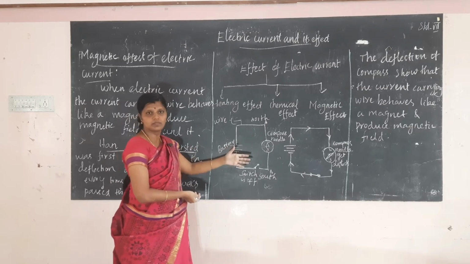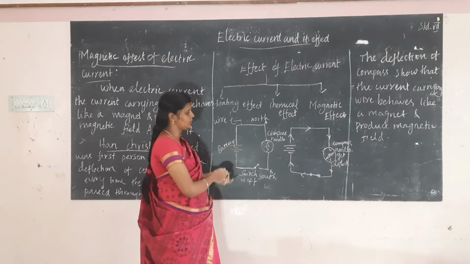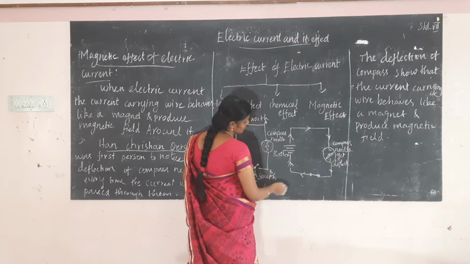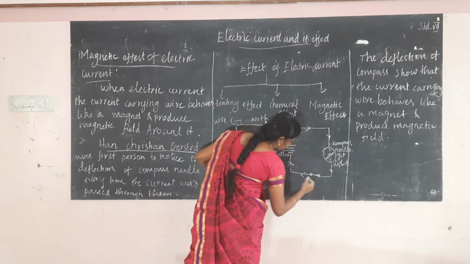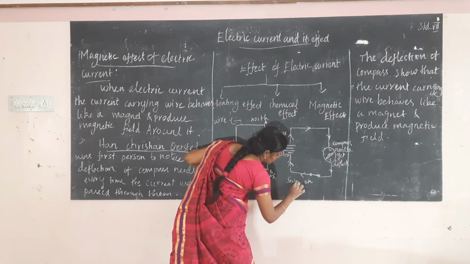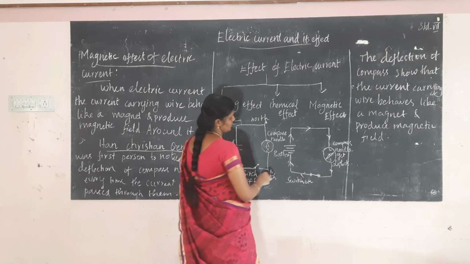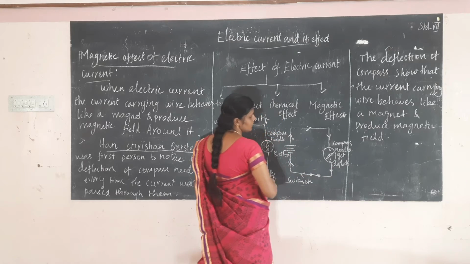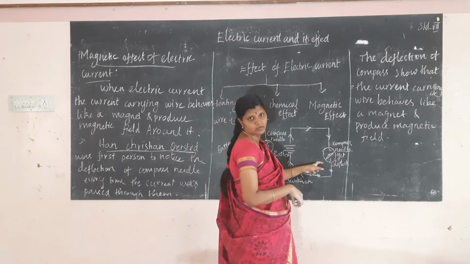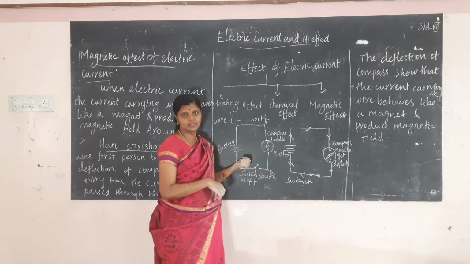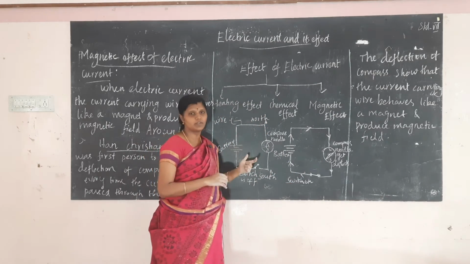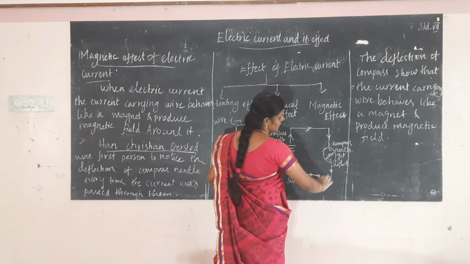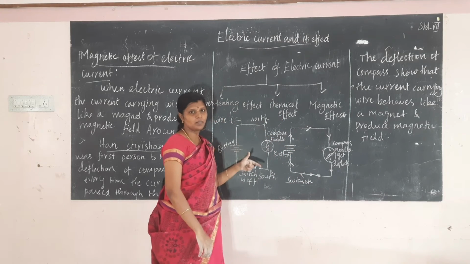There is no deflection here because no current is flowing. But in this circuit the switch is in the on position. The arrow indicates that the current flows through the circuit, and the compass needle gets deflected. Where there is no current flow, the compass needle has no deflection. Here the current flows, the switch is on, and the compass needle gets deflected.